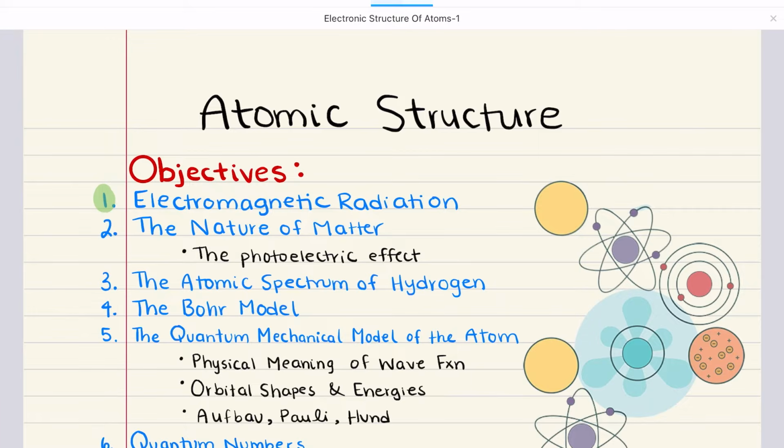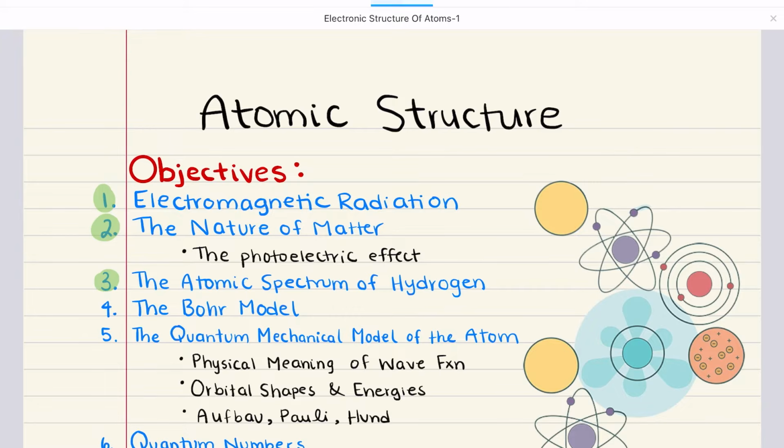Then the second objective is titled The Nature of Matter. Here we're going to discuss how electromagnetic radiation isn't emitted continuously, but in discrete packets called quanta. And to clarify this concept, we're going to dive into three key experiments: blackbody radiation, the photoelectric effect, and the double slit experiment.